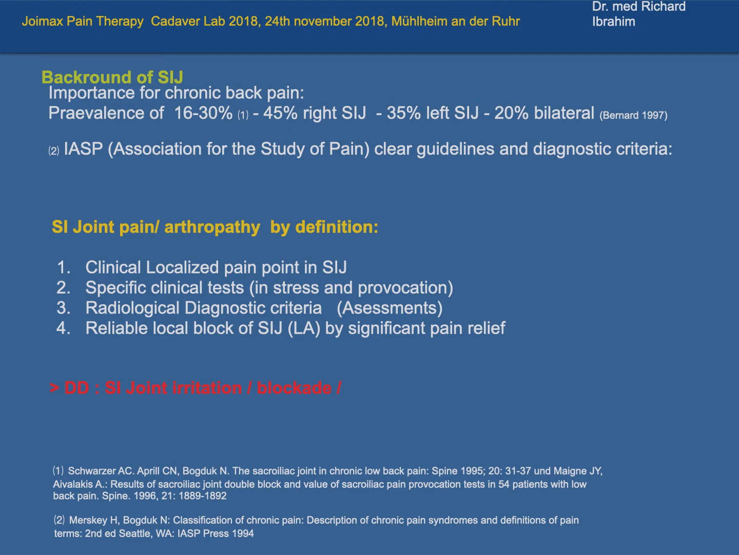And of course, you should, in relation to the radiographic diagnostic, to see if there are other problems, for example, disc problems or spinal stenosis. So that's why you should do a radiological testing. And of course, you should do a precise, specific local block.